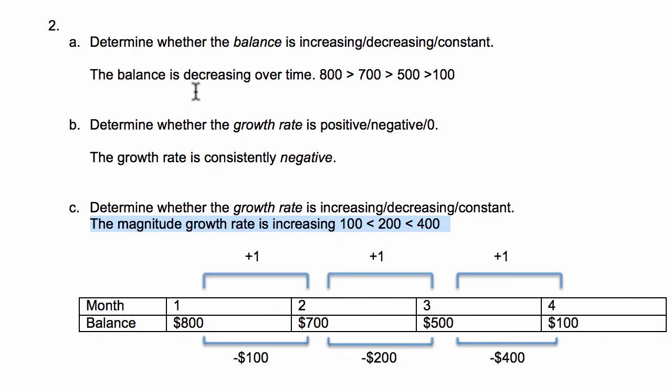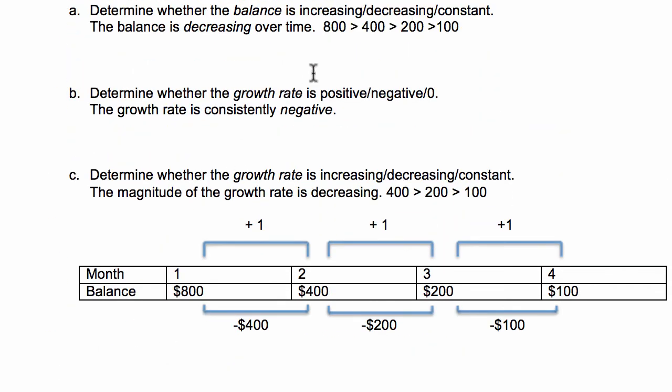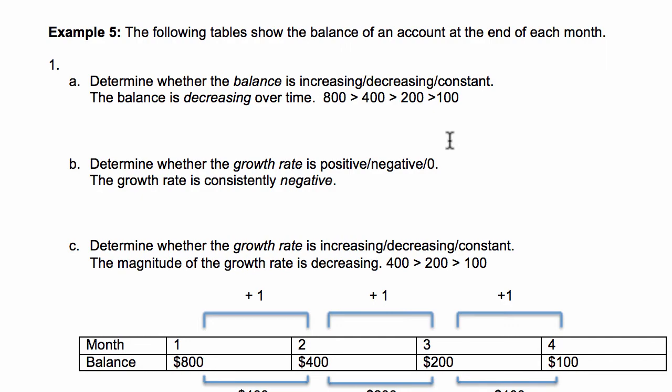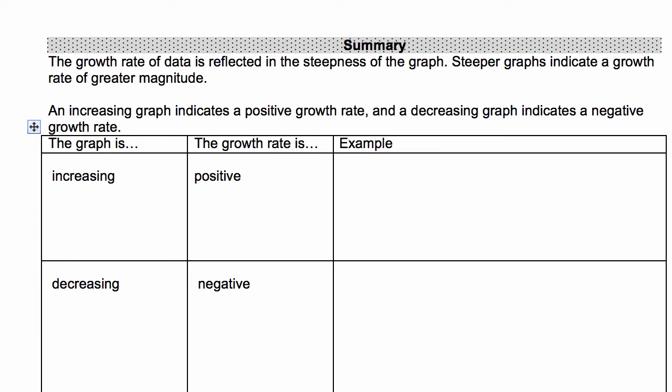That is, just because the balance is decreasing does not mean the growth rate is also decreasing. Although in the example above, both the balance and the growth rate were decreasing. To help keep track of what all this means, let's look at the summary below. In summary, the growth rate of data is reflected in the steepness of the graph. Steeper graphs indicate a growth rate of greater magnitude. An increasing graph indicates a positive growth rate, and a decreasing graph indicates a negative growth rate.